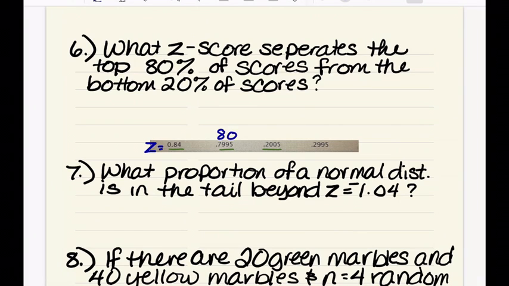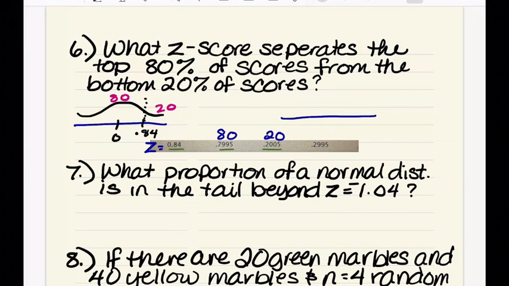This one can be a little bit difficult, but we'll look at it conceptually. In our unit normal table, a z of 0.84 we know separates 80% from 20%. But the 80% is in the body and 20% is in the upper tail. The problem is we're not looking for the top 20% of scores. We're looking for the bottom 20% of scores.